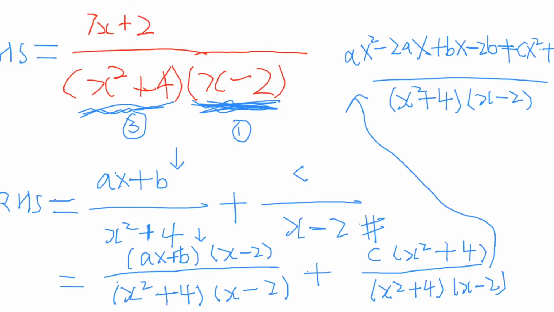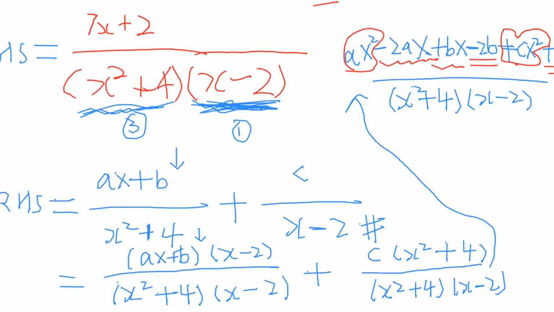Okay? So therefore now you can start to compare. Basically this is your x squared term, and then all this is your x term. You're left with the constant term. So you compare.